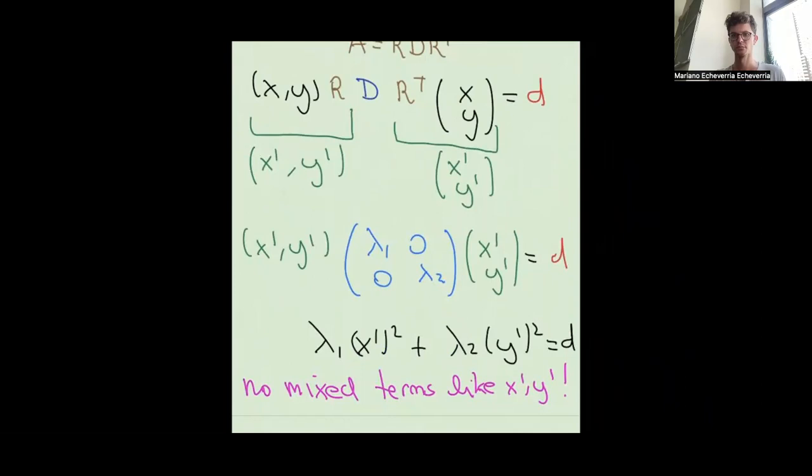Just had a thought while looking at this. Will lambda one and lambda two always be different from each other? Okay, no, actually, the interesting case is when they are different, because I don't know if you remember this, I think we did it last time when we found an explicit formula for the eigenvalues.